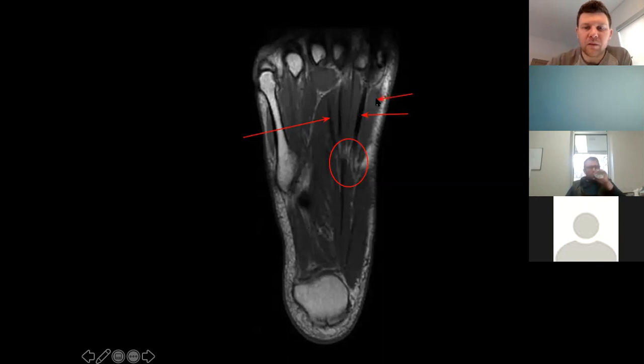What do you think that muscle would be? Is that your FHB? Good. See how the FHL is in between the two? Mm-hmm. And what could that one be? Abductor hallucis.